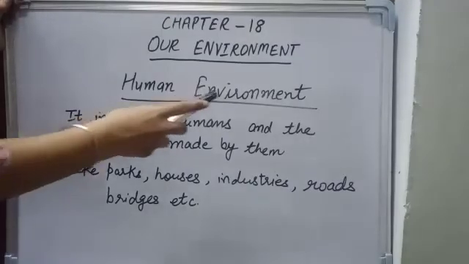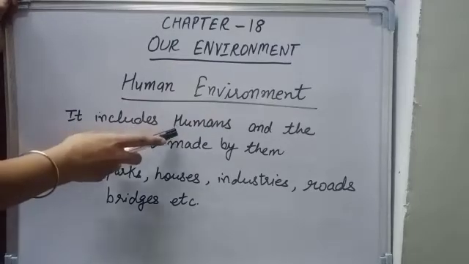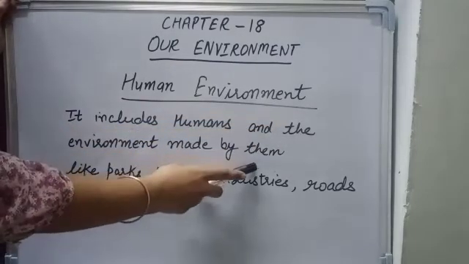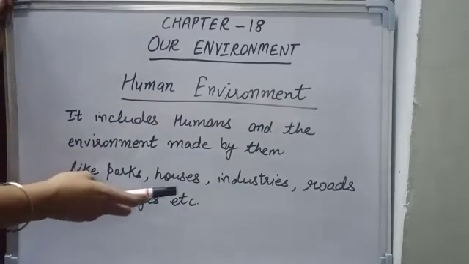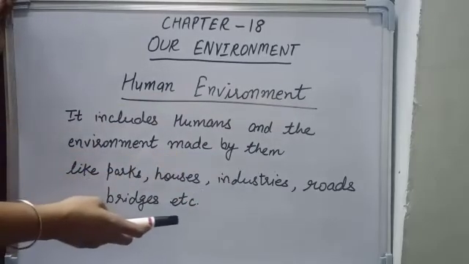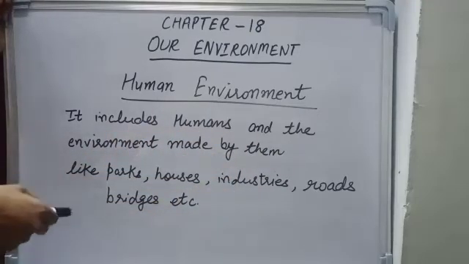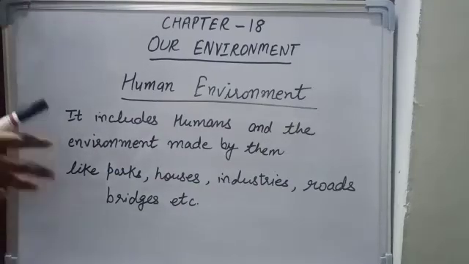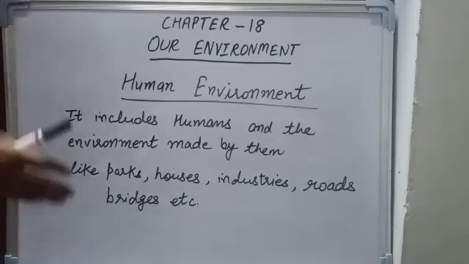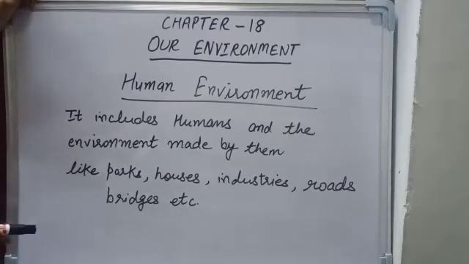Next is human environment. It includes humans and the environment made by them, like parks, houses, industries, roads, bridges, gardens, etc. All these things are made by humans, and the environment made by them is called human environment. We have learned previously that all the species, all the living things and non-living things are dependent on each other for their survival. They interact with the environment in which they live. Human beings also have adapted to their environment.